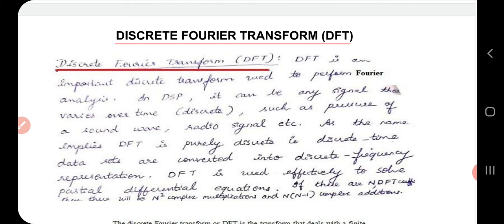Now coming to another transform, which is called discrete Fourier transform, or DFT. It is an important discrete transform used to perform Fourier analysis. That is, it can be used to analyze any signal over time that is discrete, such as pressure of a sound wave, radio signal, etc. As the name indicates, DFT is purely discrete. That is, discrete time data sets are converted into discrete frequency representation.